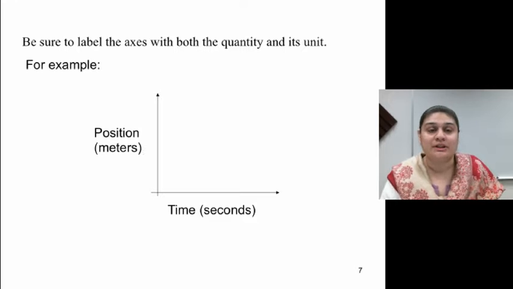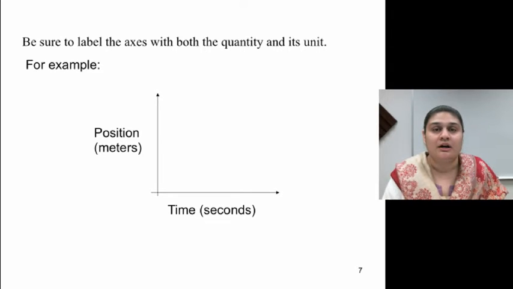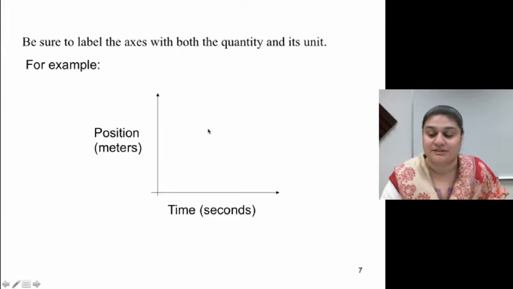So make sure that you label the axis whenever you are talking about a graph. For example, if you were to plot the position of any object in terms of the time, you will plot it in terms of x and y axis. Plot the time, which is the independent variable, on the x-axis, and plot the position, which is in terms of meters, on the y-axis.